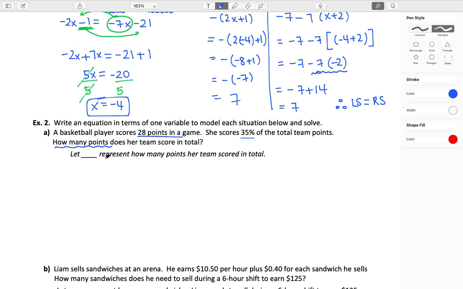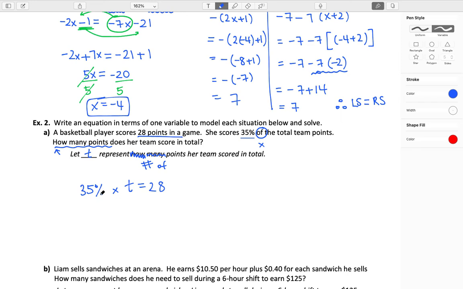Like I said, your question should tell you what the let statement is going to be. So we're going to say let T represent the number of points her team scored in total, because that's what it's asking. She scored 35% of the total, and "of" means multiply. So 35% of the total is equal to 28.